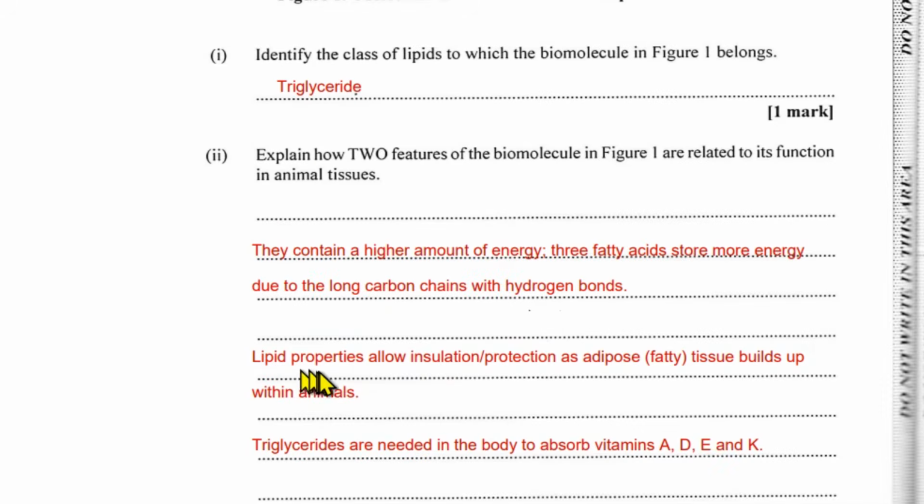triglycerides. Lipid properties allow insulation or protection as adipose or fatty tissue builds up in animals, and triglycerides are needed to absorb the vitamins A, D, E, and K. Vitamins B and C are water soluble, not fat soluble.